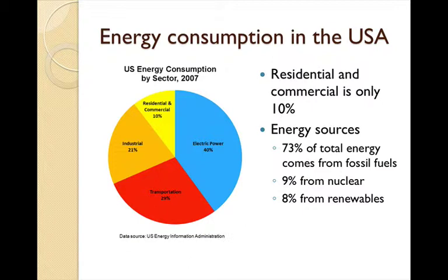73% come from fossil fuels. This is in the United States. 9% from nuclear, and only 8% from renewables. So the impact is heavily based on not only how much is consumed, but where that came from. In this impact, it's what technology was used. Was it fossil fuel technology? Was it nuclear? Was it renewable? So we could increase the amount of renewables and decrease the overall impact.